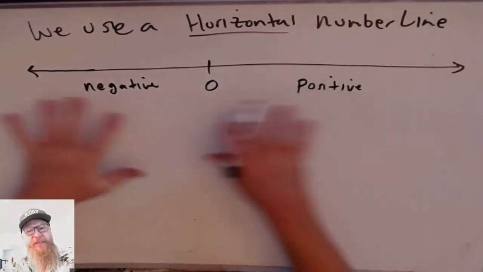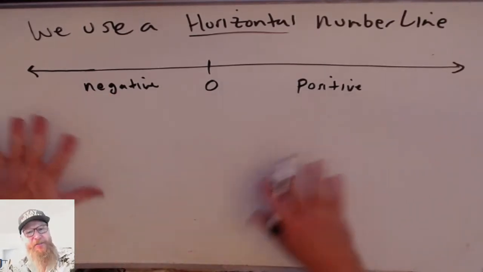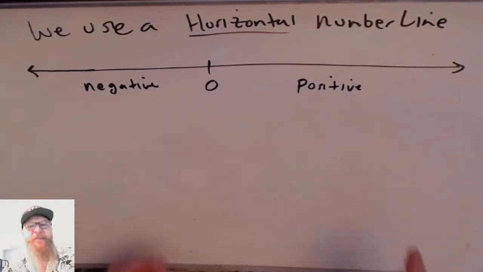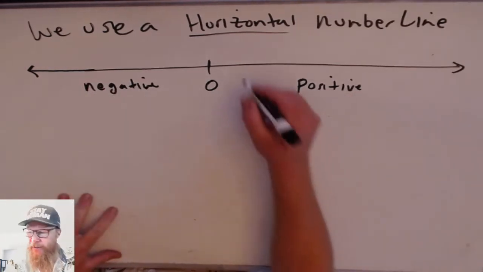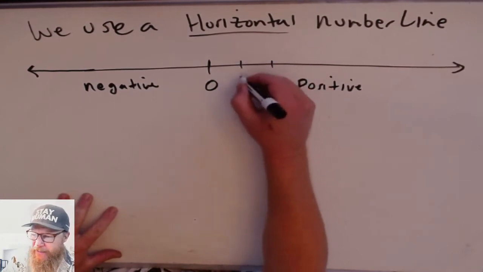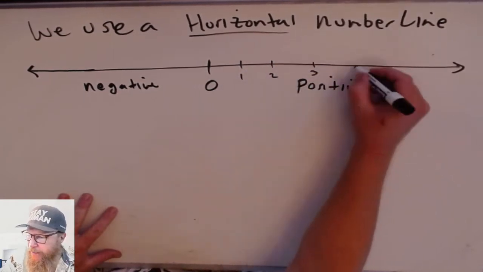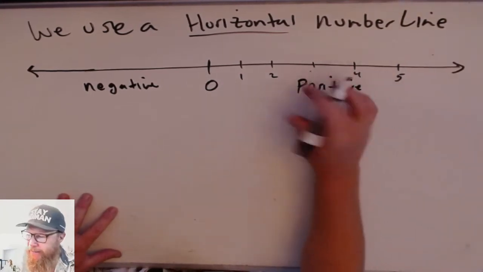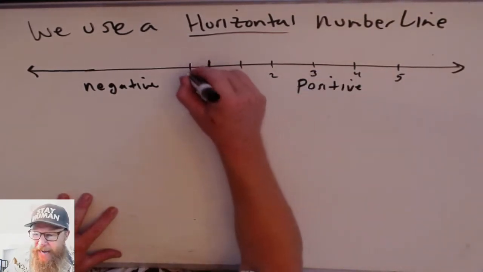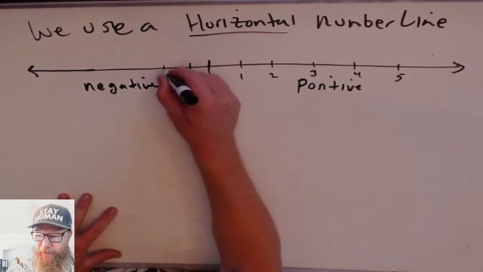So typically in this class, until we start getting into more complicated graphs and things like that, we're always going to consider the number line horizontal, and we're going to mark off the integers 1, 2, 3, 4, 5, etc. And then the negatives. Now, for the negatives, you do have to put symbols.